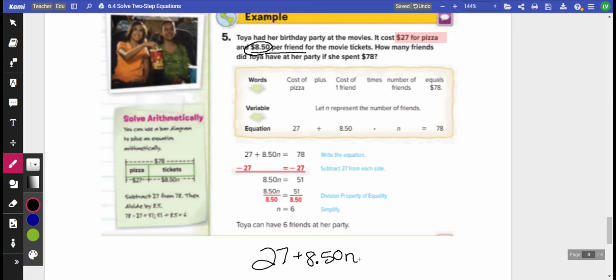So we're using N because it says the number of friends is going to be N. With a total of $78 being spent. So it's going to equal 78.